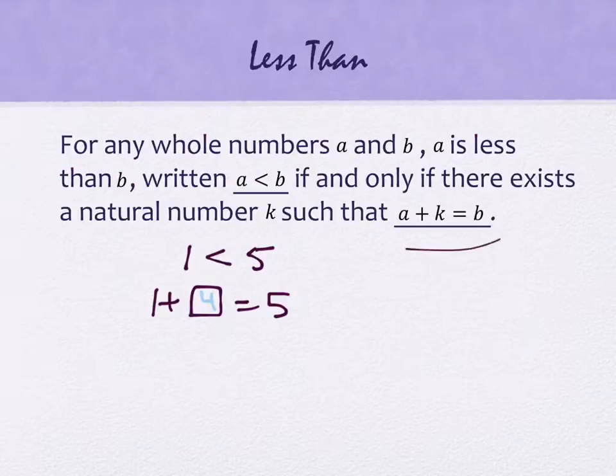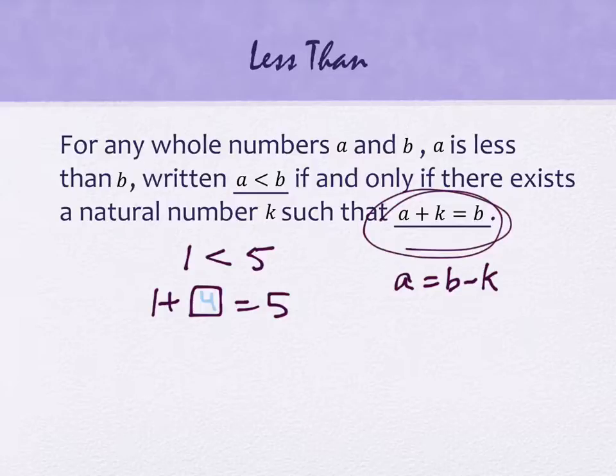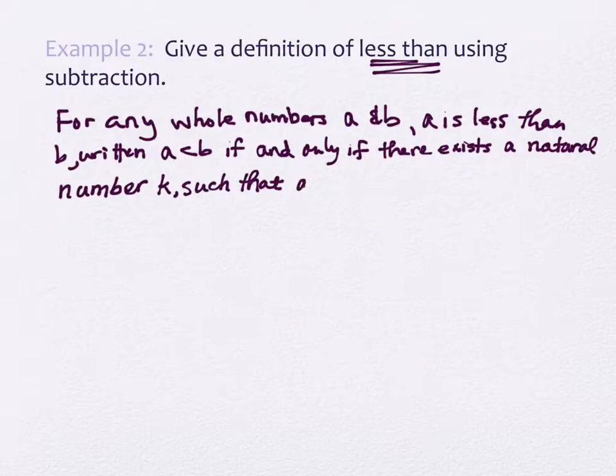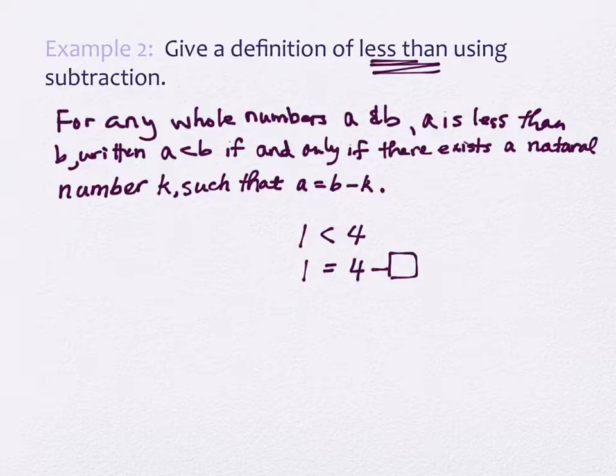Over here, this statement used addition to show that A was less than B. How could I write this statement using A, K, and B to show this with subtraction? A equals B minus K. Right, A equals B minus K. And if you think about it, it works, right? 1 is less than 4 because if I take 1 and I take 4, there is a number I can subtract from 4 to give me 1. It's the same argument, but it's an argument made out of subtraction instead of out of addition.